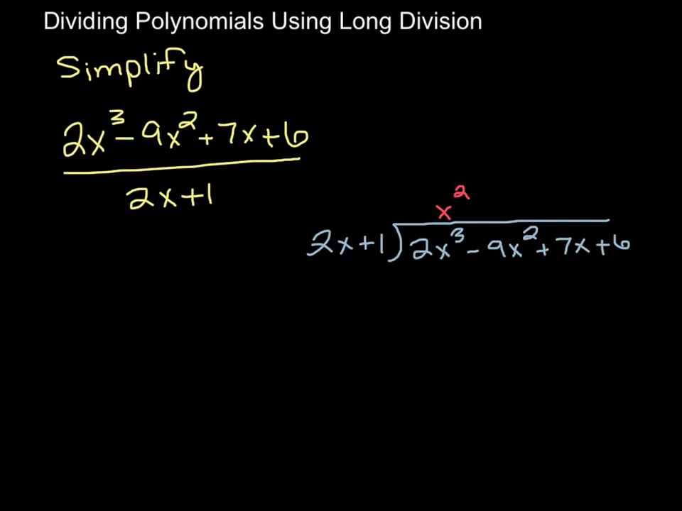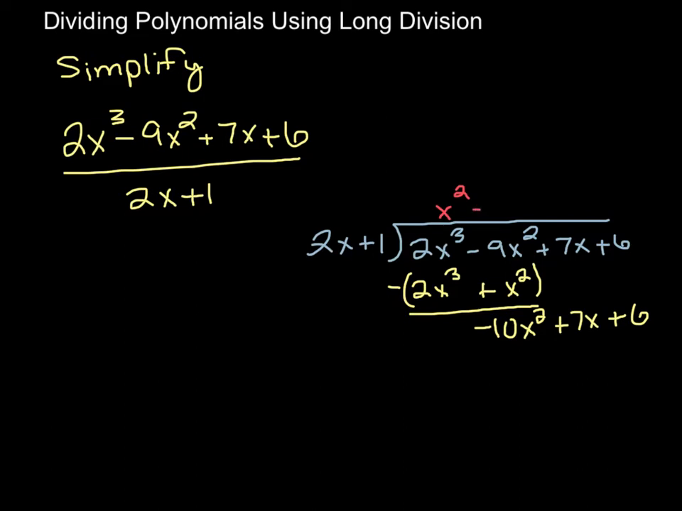2x times x squared is 2x cubed. x squared times 1 is a positive x squared. Now we're just going to subtract that whole term. And that's left with negative 10x squared. Just bringing down the rest of our information. Now 2x times what is negative 10x squared? Okay, that's just using simple multiplication.